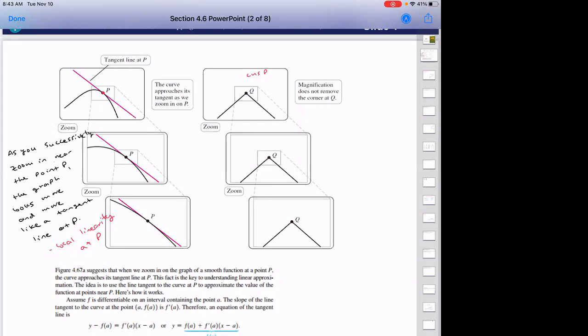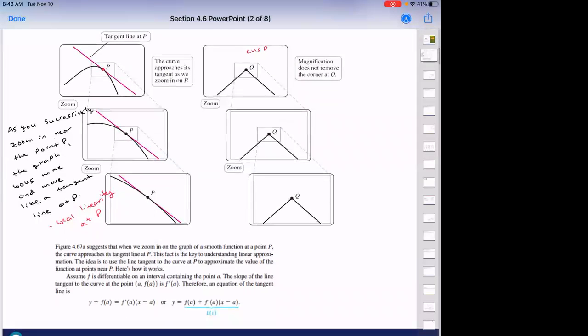What do you do? You plug in 1 for x, right? So it's something like that. Suppose you have to find the value of the function at the point P. Instead of plugging that number for x in the original function, you can approximate that function using the tangent line. We call that linear approximation.